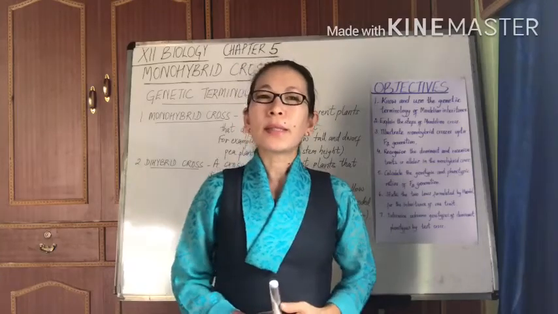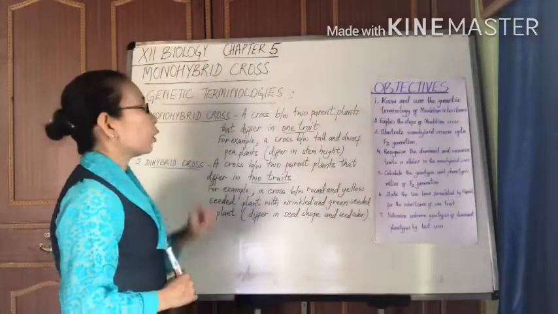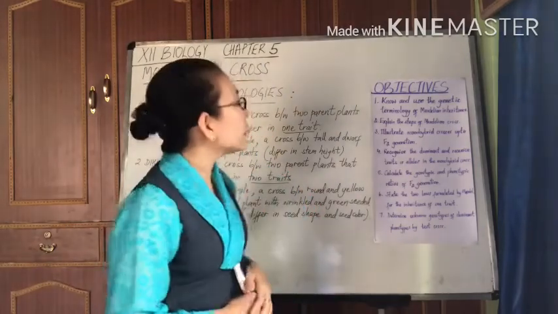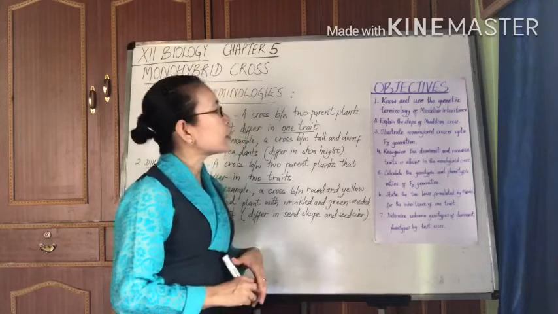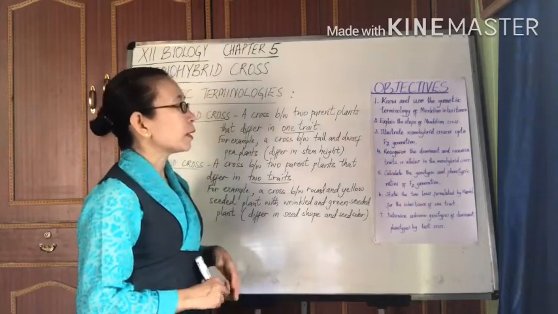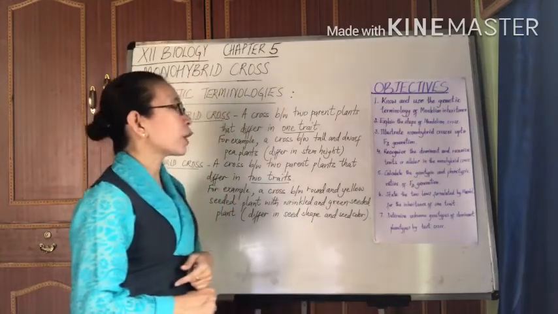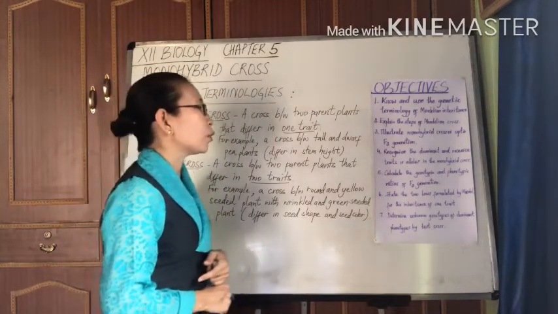Welcome back. This lesson is on monohybrid cross and the learning goals to be achieved from this session are: 1. Know and use the genetic terminology of Mendelian inheritance. 2. Explain the steps of Mendelian cross. 3. Illustrate monohybrid crosses up to F2 generation.